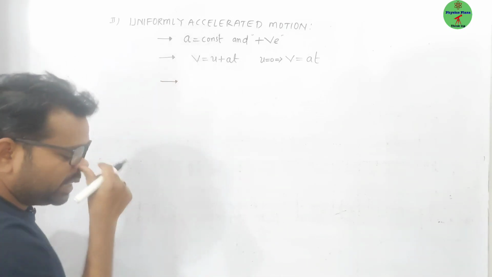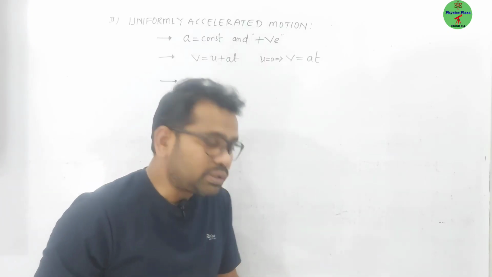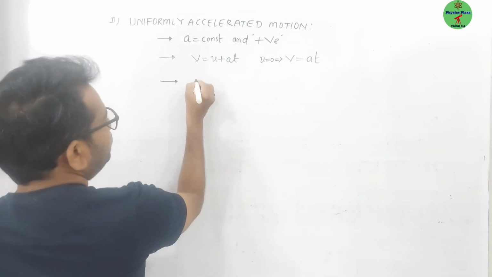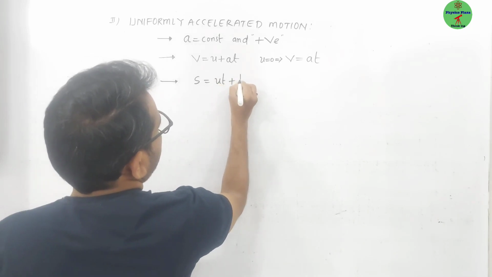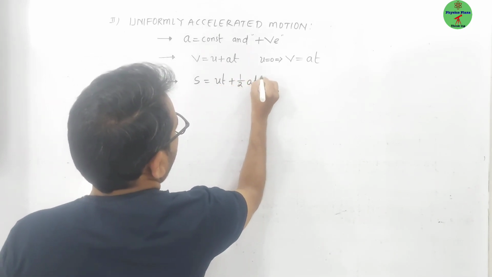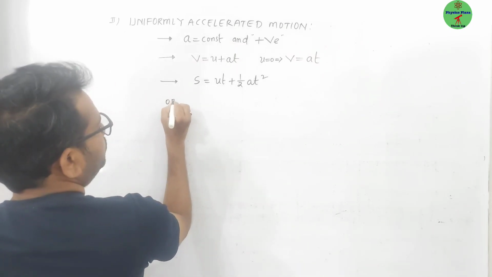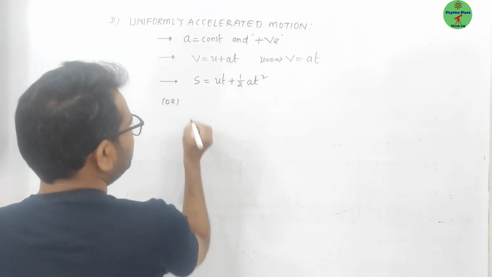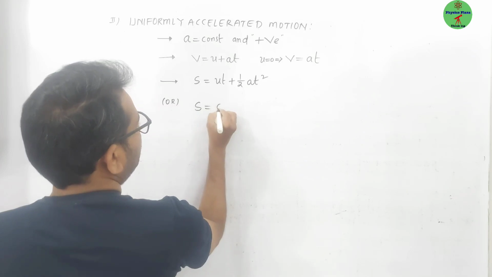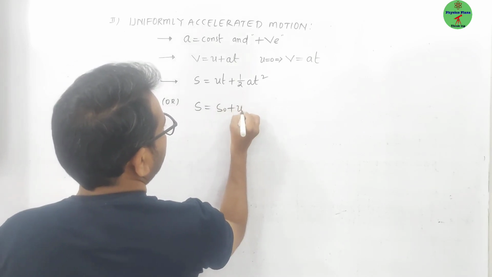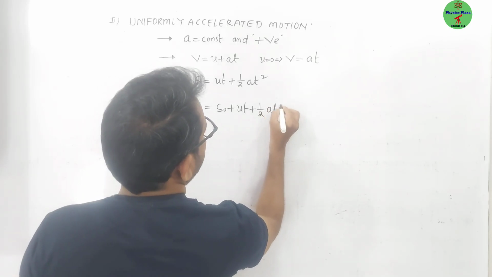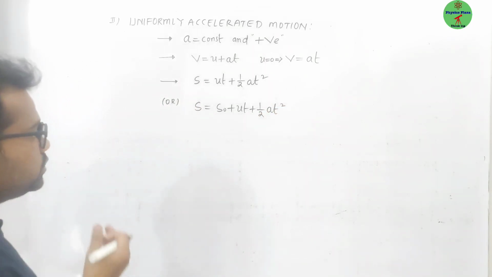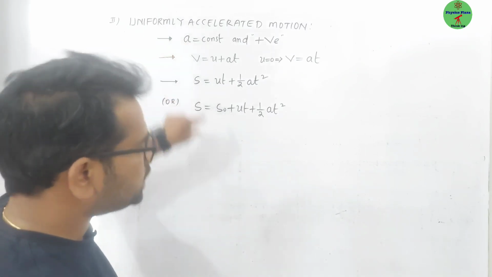let us talk about st, the displacement-time. How is the equation going to be? The equation is s is equal to ut plus half at square, or if it has some initial displacement, then we get s is equal to s naught plus ut plus half at square. So these are the equations for acceleration, velocity and displacement.